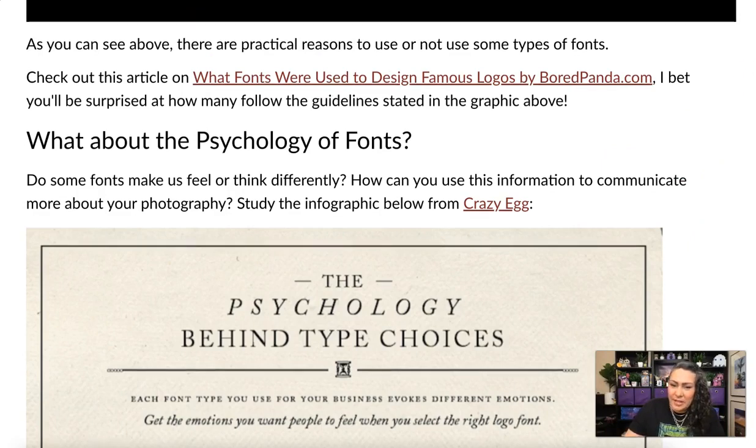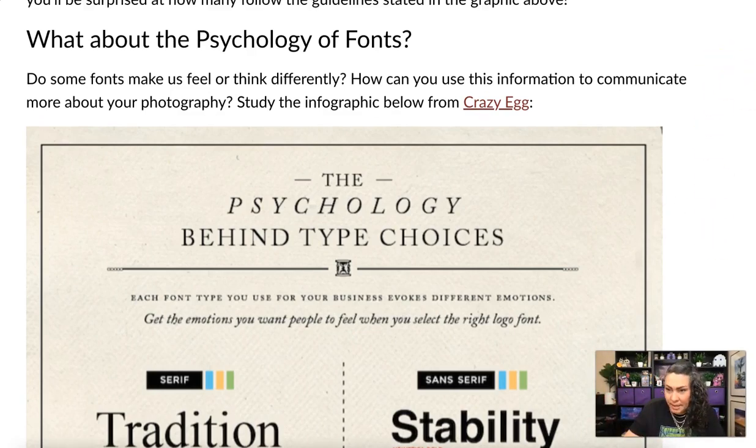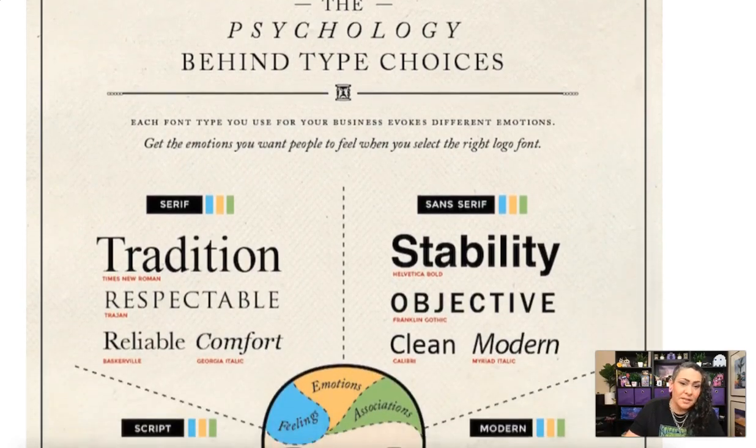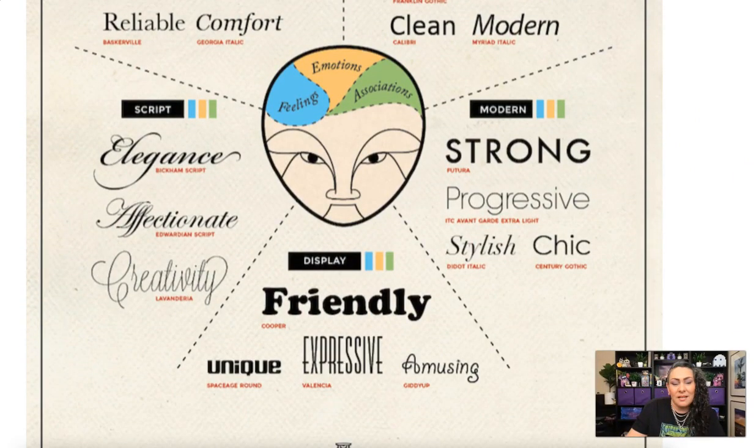So let's talk about the psychology of fonts a little bit. Some fonts do make us feel or think differently. So this is a great way to think about when you're looking for a font to use for your first slide. What do you want to communicate about yourself and about your photography? So we have stuff such as tradition, respectable, reliable, comfort, and if you notice, these are all serifs. Stability, objective, clean, modern, sans serif. And it's interesting with the script how we have some that are elegant, affectionate, but then this one feels more fun and they have creativity down for it. So if you wrote creativity with Bickham script, it probably wouldn't feel as creative as this handwritten look right here, but this works perfectly for elegance.